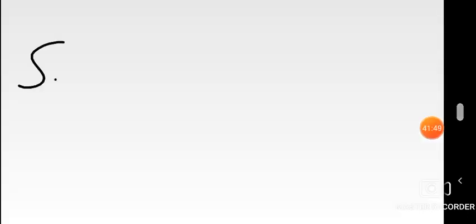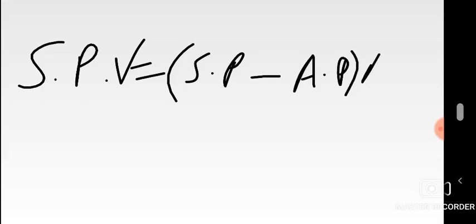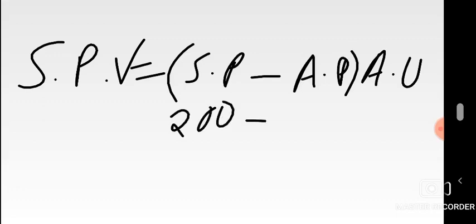Sales price, SP, variance. What is this equal to? It's equal to your standard price, the one put up there, minus actual price, multiplied by actual units, AU. That's all. The formulas are very straightforward. So standard price 200. You check the cost card. Everything that's standard, say price, cost card. Actual price.